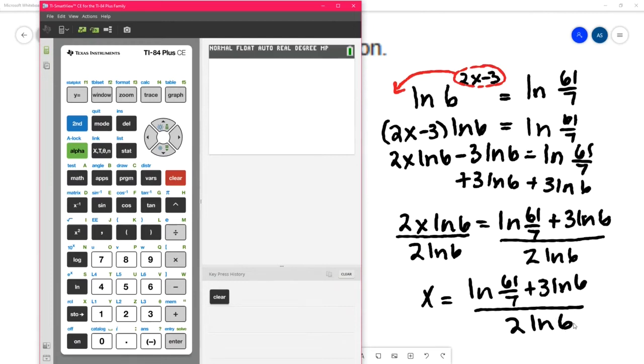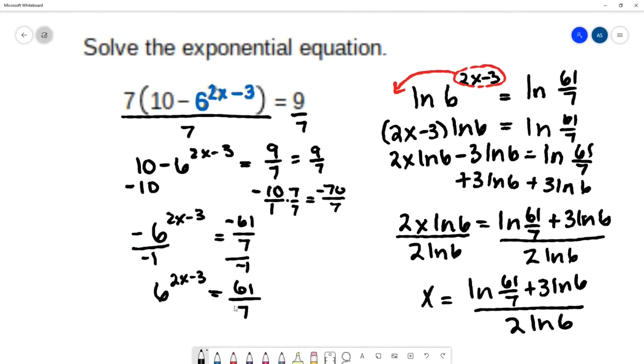But you also have to remember that this fraction bar acts as a grouping symbol that we don't have to write when we're writing it down like this, but in our calculator we do have to write it down, because your calculator is not using the fraction bar, it's using a division symbol. So it has to know that you're dividing all of this by all of this.